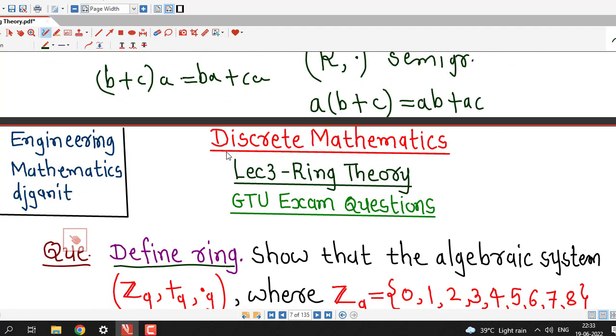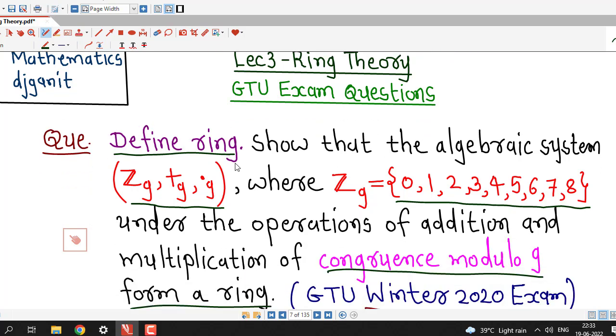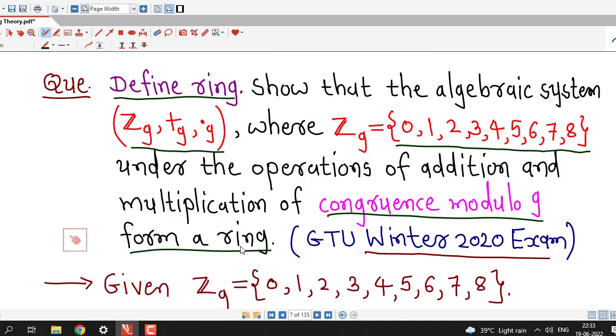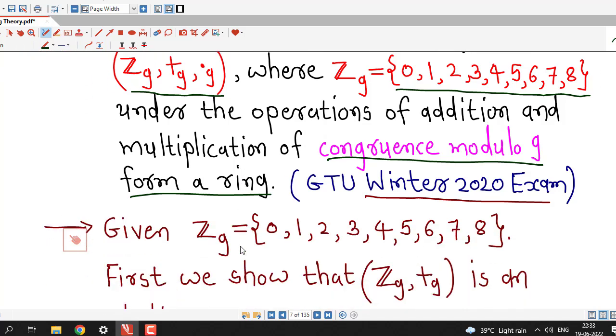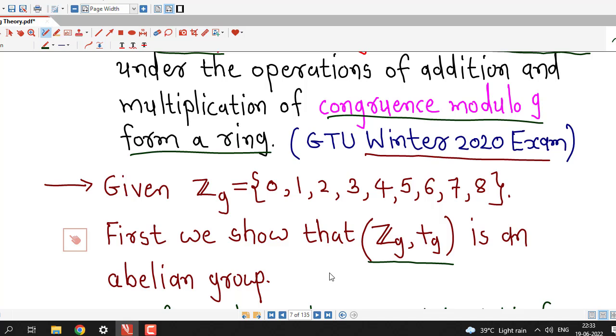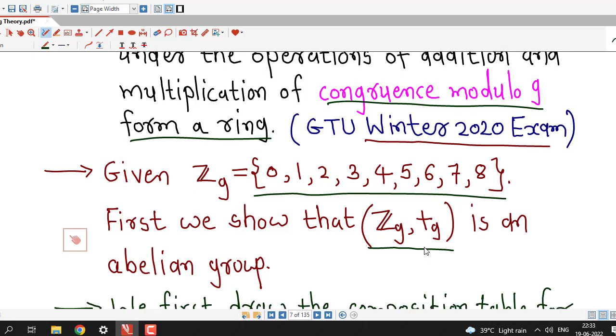So we must be clear about the definition of addition modulo and multiplication modulo. With this in mind, we can show that Z9 is a ring under the operations of addition and multiplication modulo 9. So first we show that Z9 is an abelian group with respect to addition modulo 9. For that we have to check 5 properties, and because this is a finite set, first we have prepared the composition table for this Z9 with respect to addition modulo 9.